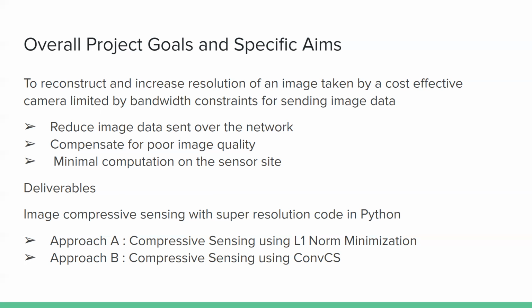So we use two approaches to solve our problem. In approach A, we use L1 norm-based minimization compressive sensing to reconstruct the image and then convert it to a higher resolution output. And in approach B, we trained our own neural network, named CONCS, which also does the reconstruction, and then we can use another neural network to give us the higher resolution output.